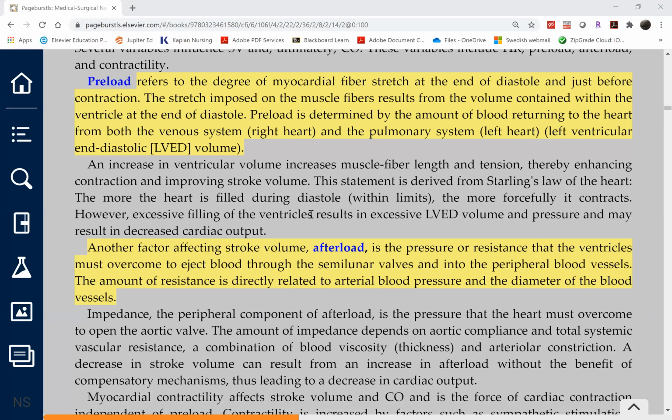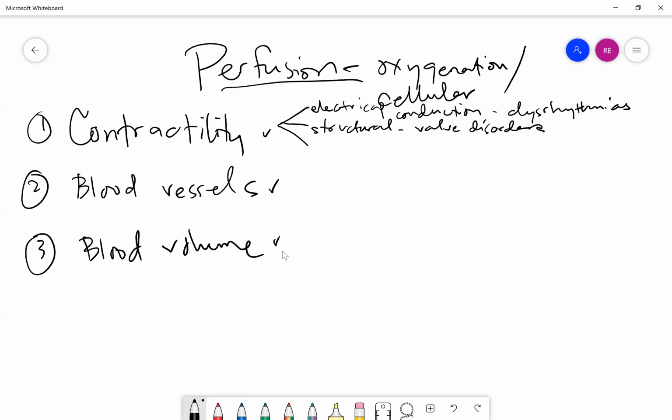All right. So given again the three elements, which element is afterload referring to? You said that volume is preload, and contractility obviously is referring to the heart as a pump. What is afterload? The blood vessels? So it says there, this is the resistance imposed by the valves or the blood vessels. So it's directly related to the diameter of the vessels.